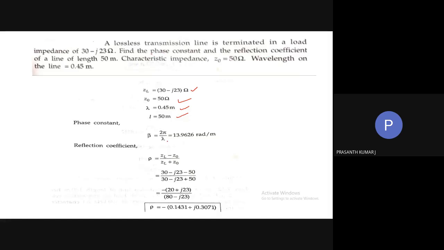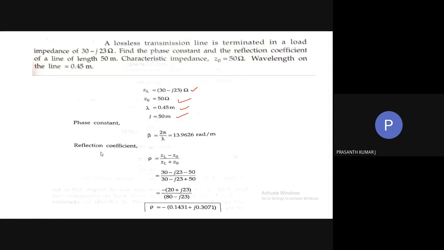So what is the formula to find phase constant? Beta equal to 2 pi by lambda. The lambda value is already given, substitute lambda here. So we will be getting 13.9626 radians per meter.